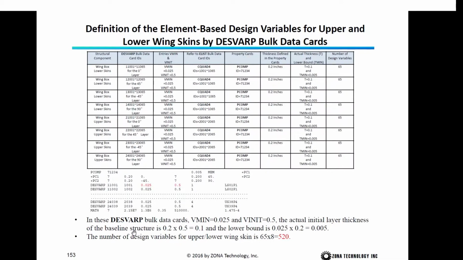Okay, the baseline structure is 0.2, and the initial thickness in the DESVARP is 0.5. So the actual thickness is 0.1. The lower bound is 0.025 times 0.2, which is 0.005. Okay, 0.005 is this number times this number.